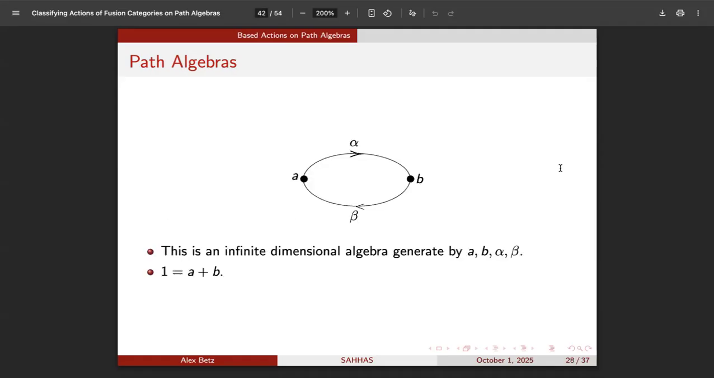For one quick example, take the graph with two vertices A and B, and an edge alpha from A to B and an edge beta from B to A. This will be an infinite dimensional algebra generated by alpha and beta. You can take alpha, beta, alpha, beta, alpha, beta, and this will be a new basis element. You can do this forever and ever, and this will give you an infinite dimensional algebra. Here the unit will just be A plus B, the sum of the two vertices.